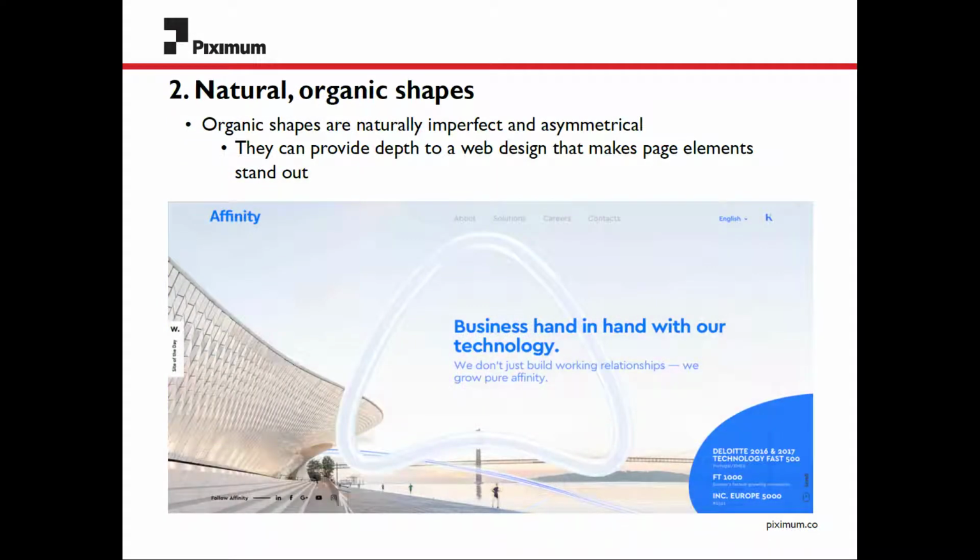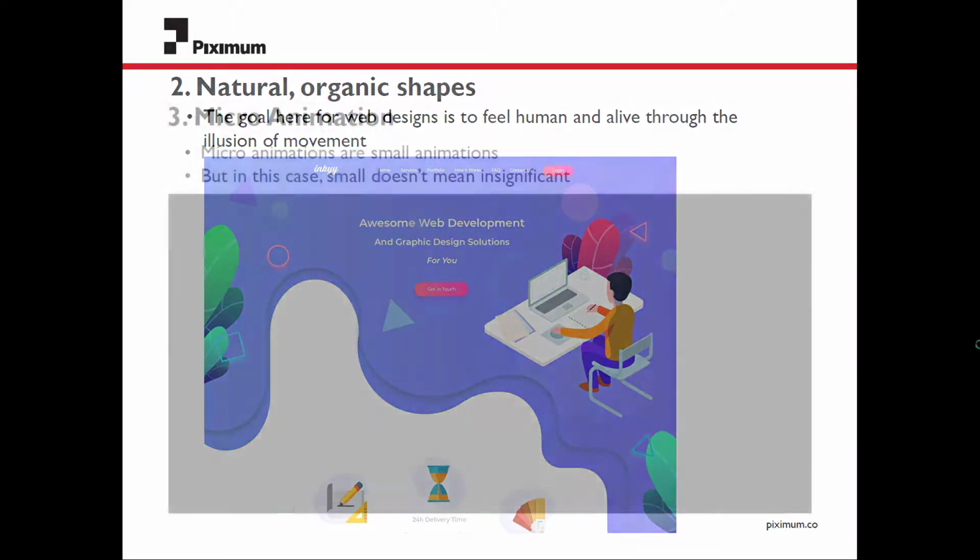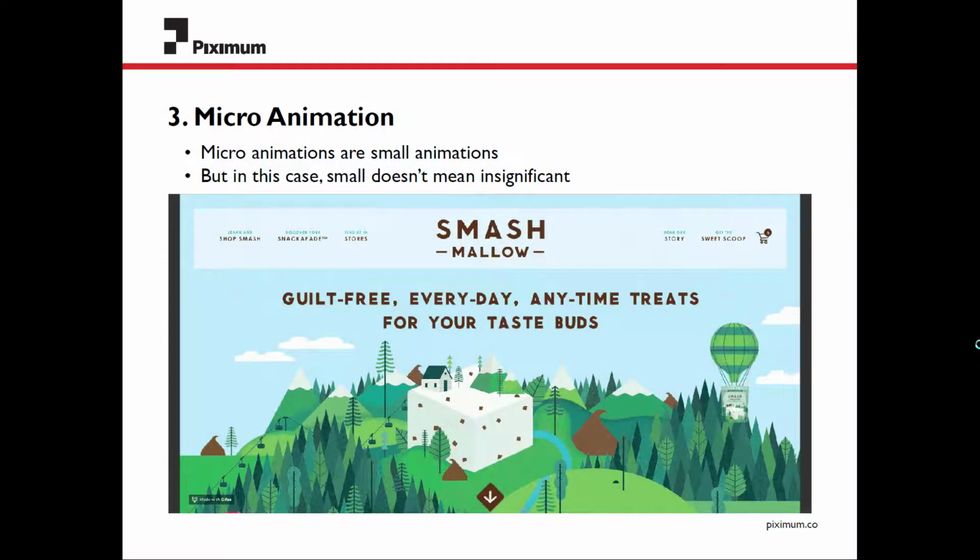Serifs were designed to be decorative, and serif fonts are perfect for emphasizing certain things. Second thing is natural organic shapes. On sites, there are more and more natural organic shapes. Organic shapes are naturally imperfect and asymmetrical. They can provide depth to a web design that makes page elements stand out. In this example, you can see how an irregular shape is used to emphasize contact data. In the following example, you can see how irregular organic shapes provide the feeling of humanity and liveliness through the illusion of movement.